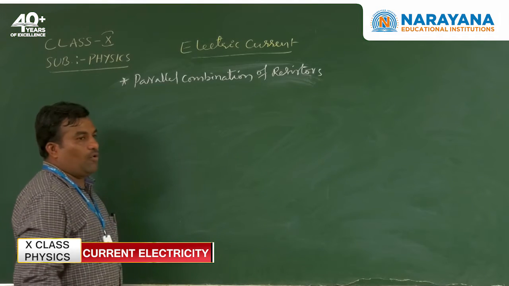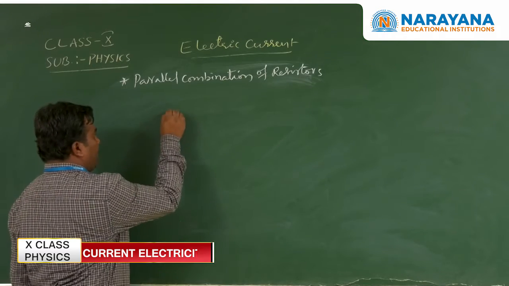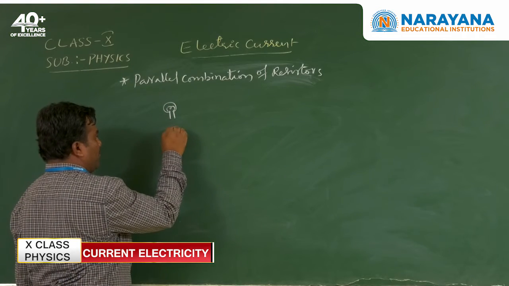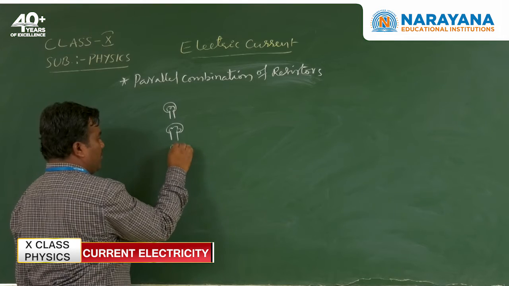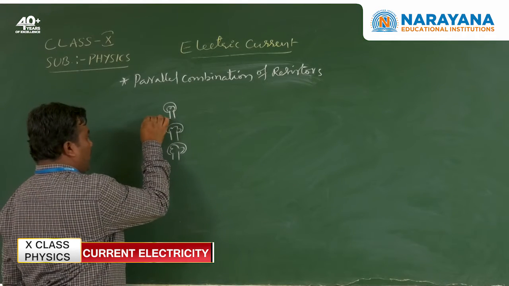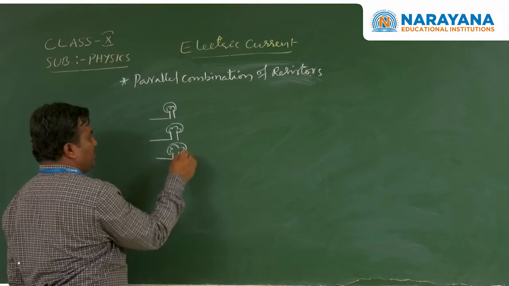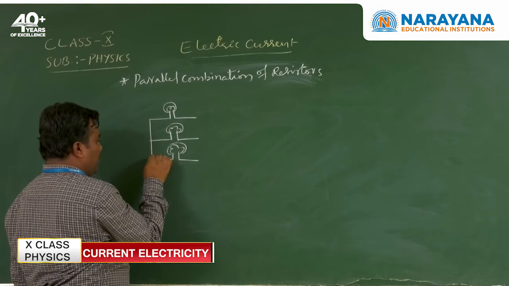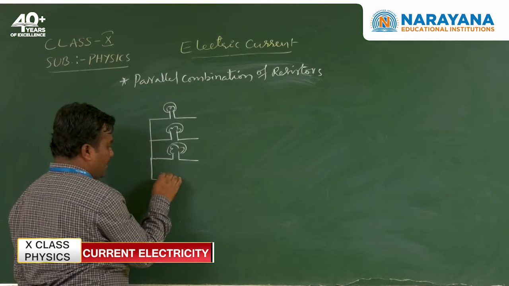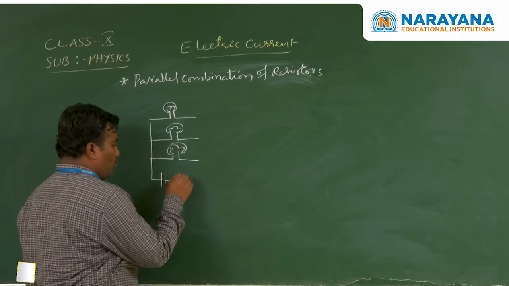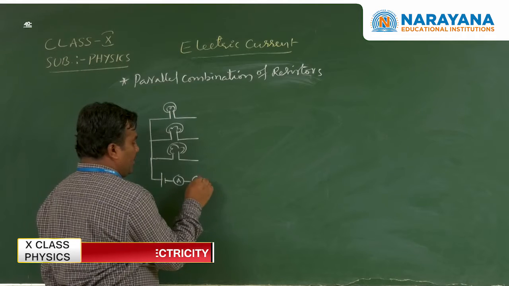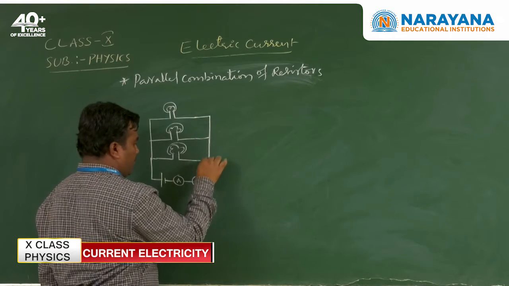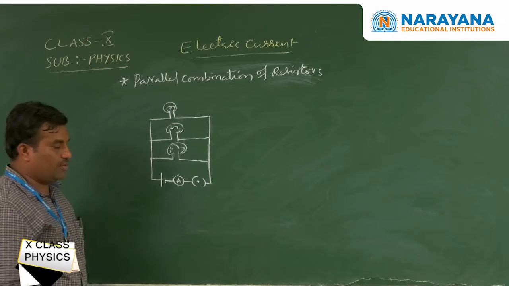Parallel means the resistors are placed one beside another. First I take the first bulb, second bulb, and third bulb. Their first ends are connected to one point, and their other ends meet at another point. These two points are connected to the battery's positive and negative terminals through an ammeter and a key. This is the making of the circuit.